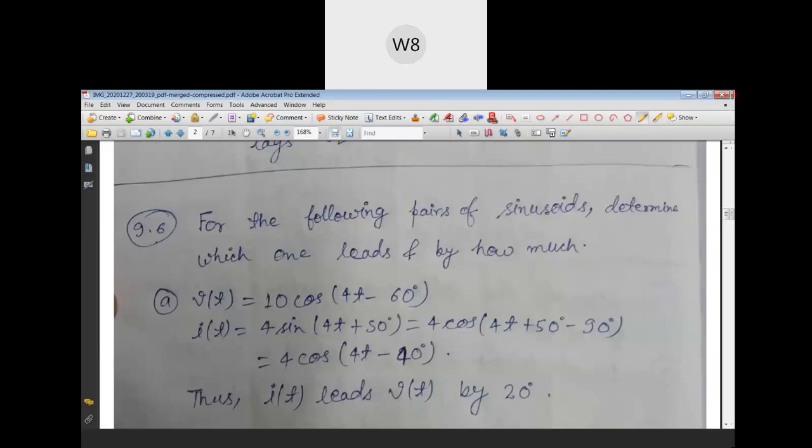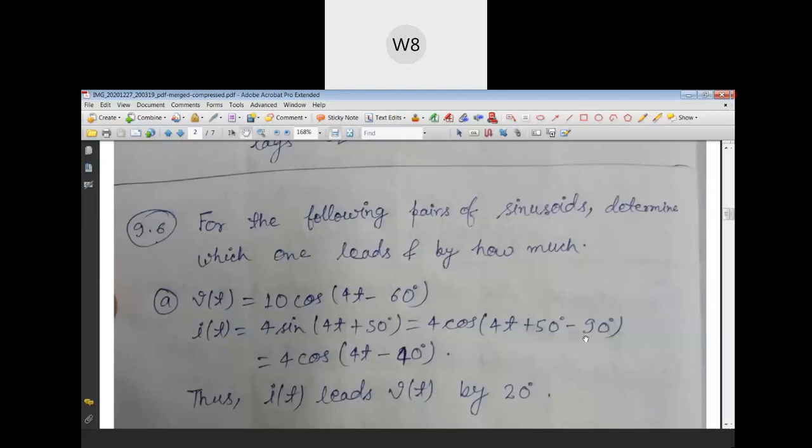So as I mentioned, here Vt is already in cosine form with positive amplitude. So that is fine. We don't need to do anything about Vt. But It is given in sine form, so we know that it has to be converted into cosine, and that can be done by subtracting 90 degrees, because cos of something minus 90 is sine.